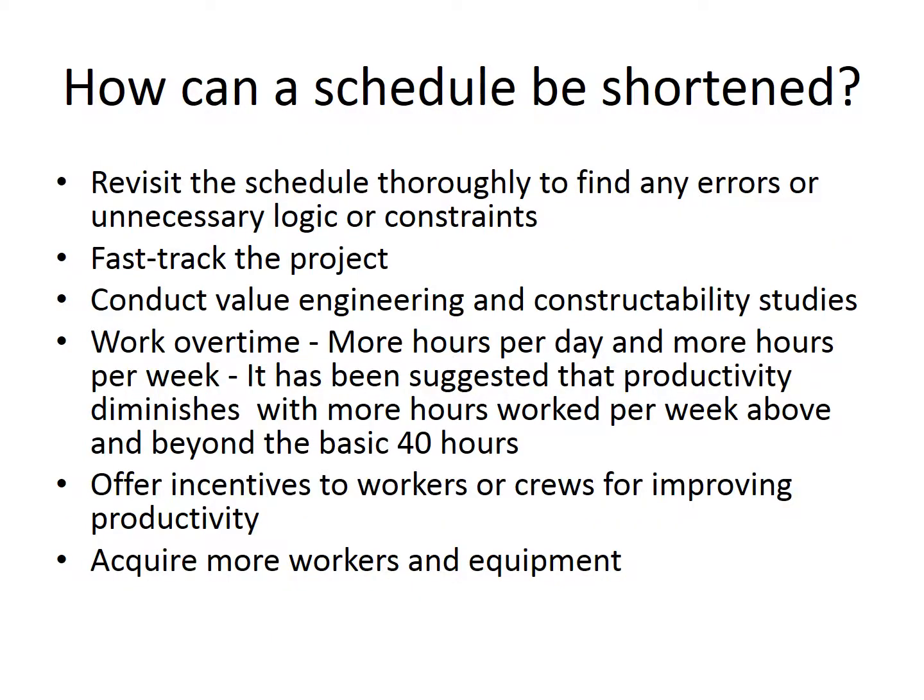So how can a schedule be shortened? These are pretty limited in terms of what you can do, but these are all effective methods. You can revisit the schedule thoroughly to find any errors or unnecessary logic or constraints. I can tell you that having been behind on one of our projects, we had a scheduling consultant come in and look at our schedule, and simply by tweaking the logical relationships in our schedule, he regained 3 weeks of the schedule. So just by changing whatever arrows link activity to activity, I can shorten the schedule that way, which is pretty remarkable when you think about it.